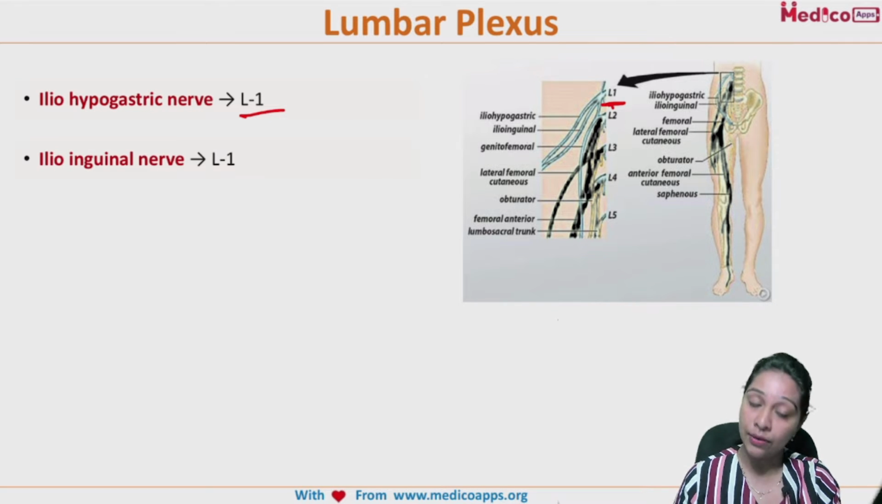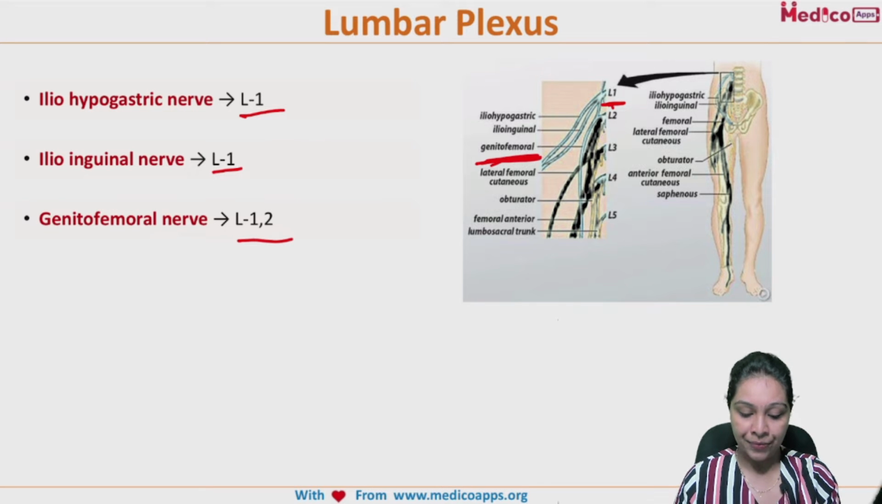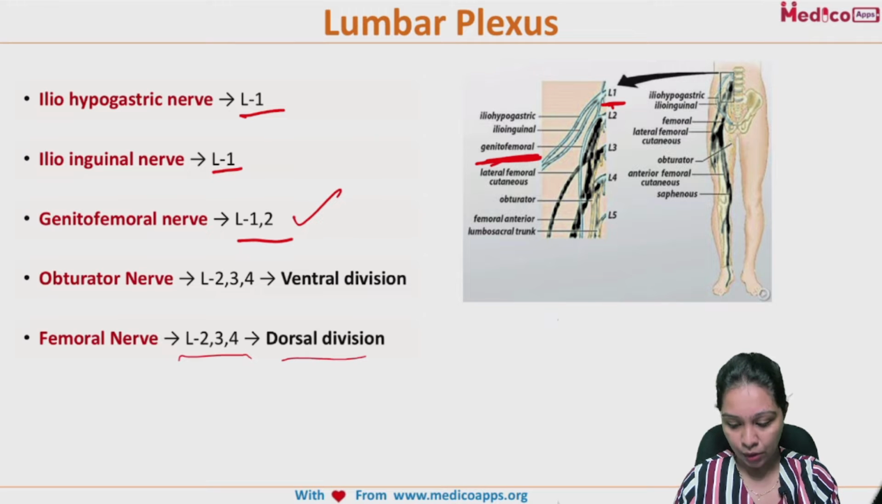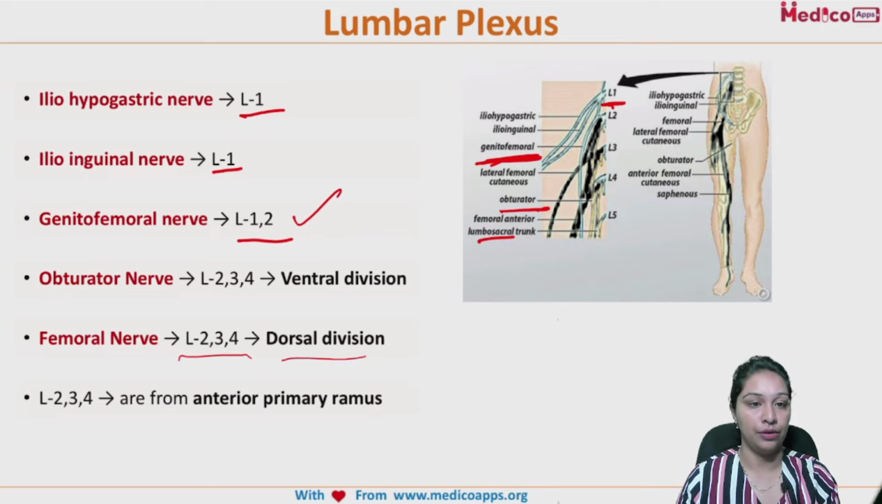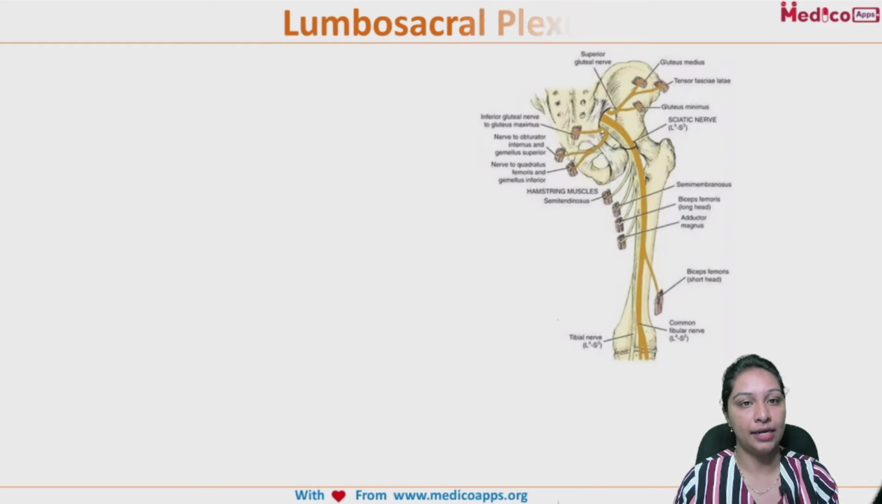Then we have the ilioinguinal nerve, again with root value L1. Then the genitofemoral nerve arising with the root values L1 and 2. Then the obturator nerve, L2, 3, 4, from the ventral division, and the femoral nerve, L2, 3, 4, from the dorsal division. So here are the obturator nerve and the femoral nerve. The L2, 3, 4 are from the anterior primary rami.